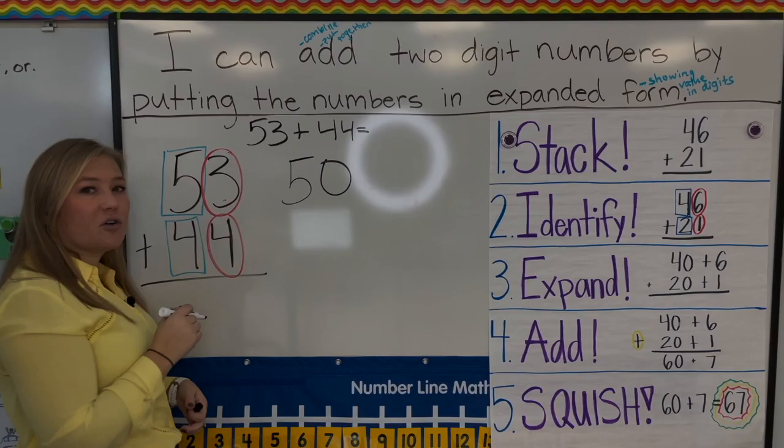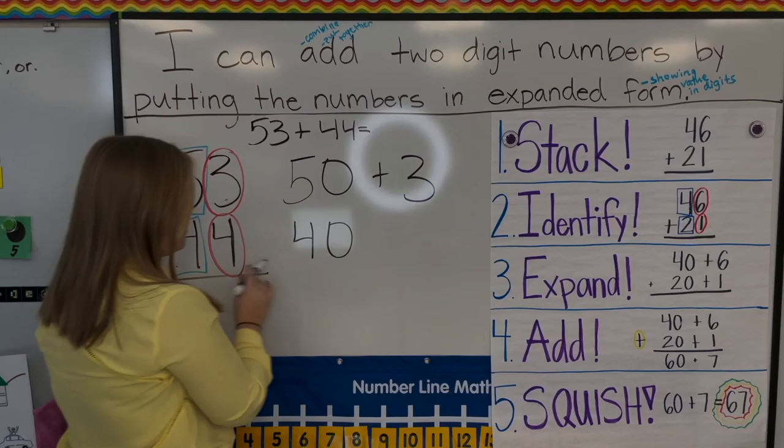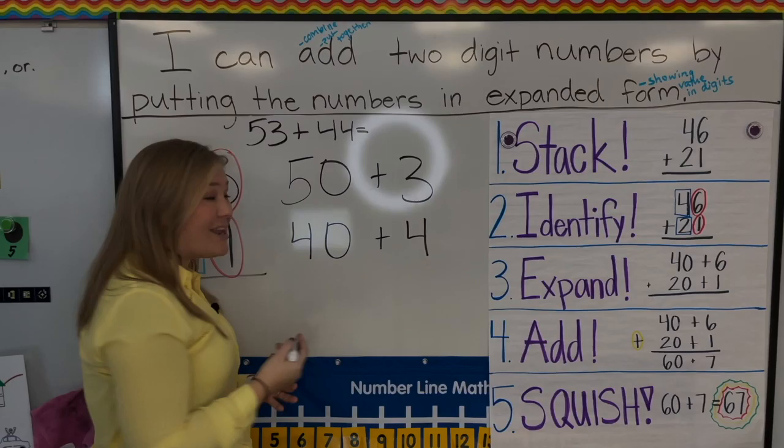Then I have the number 44. I see I have a box around my four. Four tens is 40 plus a four in the ones place. Now I have finished expanding both two-digit numbers. I think I'm ready for my next step, which is to add.